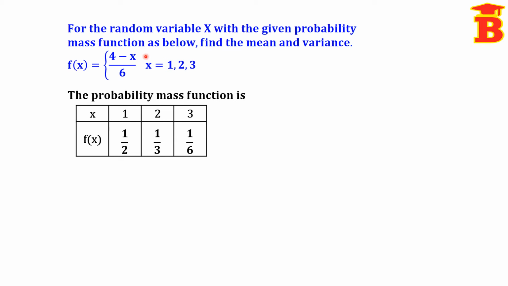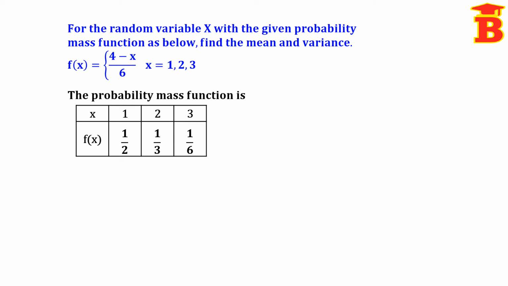When we put x is equal to 1, 4 minus 1, 3 divided by 6, that is 1 by 2. When we put x is equal to 2, 4 minus 2, 2 divided by 6, that is 1 by 3. When we put x is equal to 3, 4 minus 3, 1 divided by 6, so 1 by 6. So this is probability mass function.